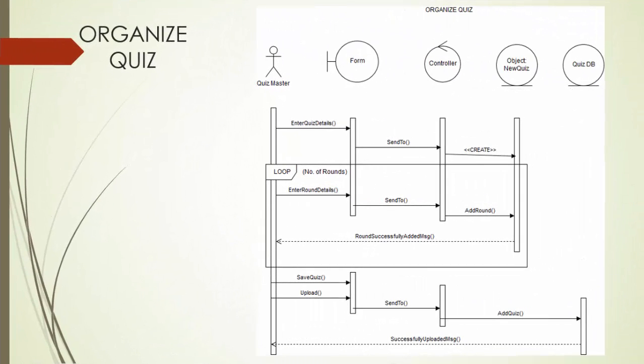Organize quiz. When the quiz master enters basic quiz details like quiz name, category, and number of rounds, the controller creates a new quiz object. After this, the quiz master enters round details for the particular round, like round number, question and answer, and weightage for each question. The controller adds this round to the newly created quiz object.